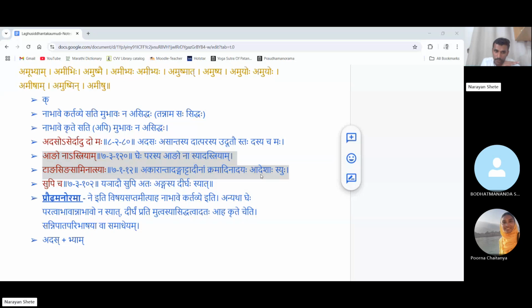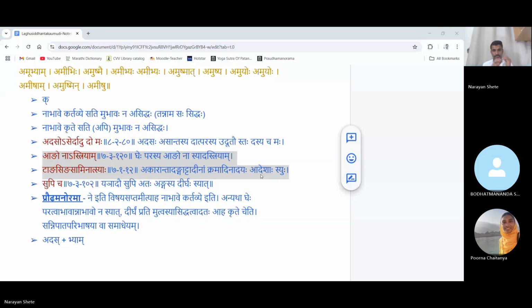Now, if this is the meaning we take, then what about the rest of the sutras? Like Angonastriyam is one sapada saptadhyastha sutra. It brings na in the place of ta. The sutra says, na bhave kartavye, consider this mutva as siddha.